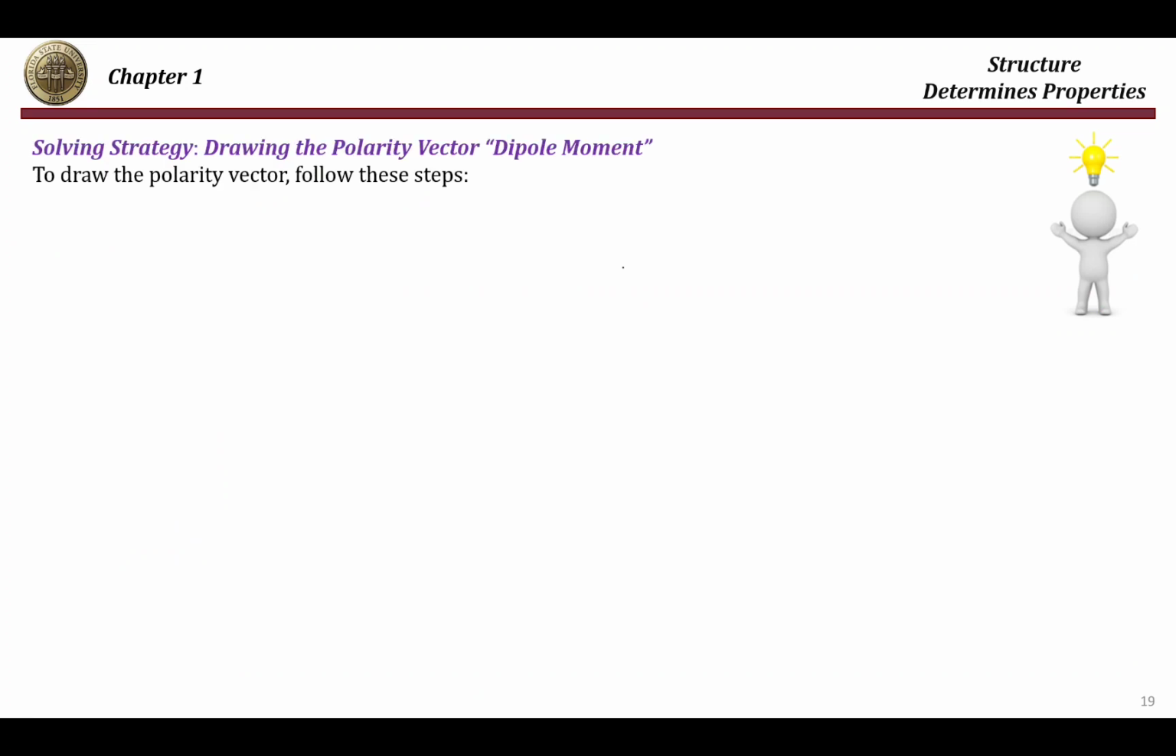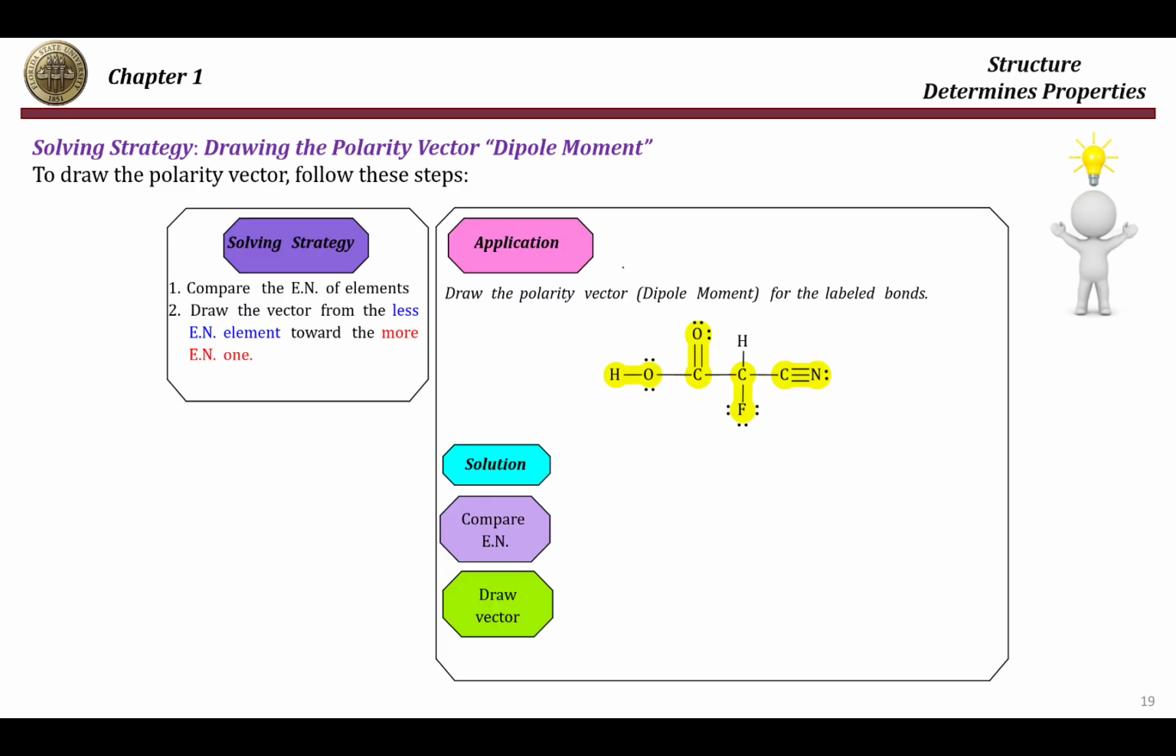So how do we draw the polarity vector of a polar bond? You just have to compare the electronegativity of the bonded elements and draw a vector by moving from the less electronegative element toward the more electronegative one. So, for example, in this case, oxygen is more electronegative than hydrogen, and that's why when I want to draw a vector, I will draw a vector starting from hydrogen toward oxygen. Remember that the vector always starts from the less electronegative element toward the more electronegative one. Hydrogen will be partially positive and oxygen will be partially negative.